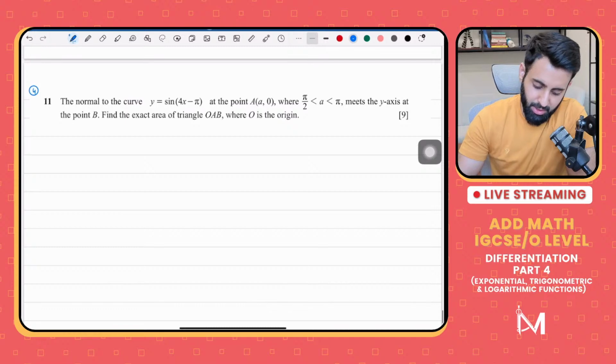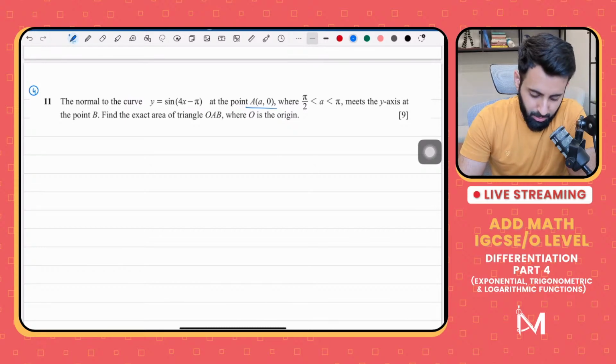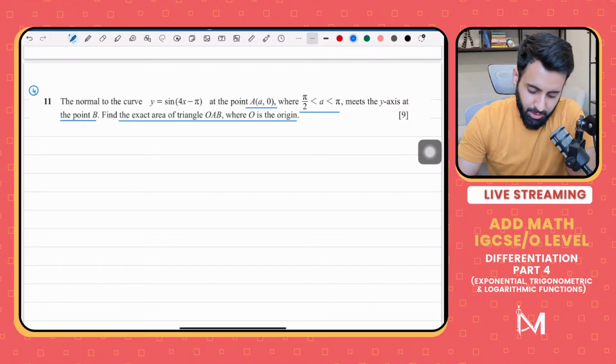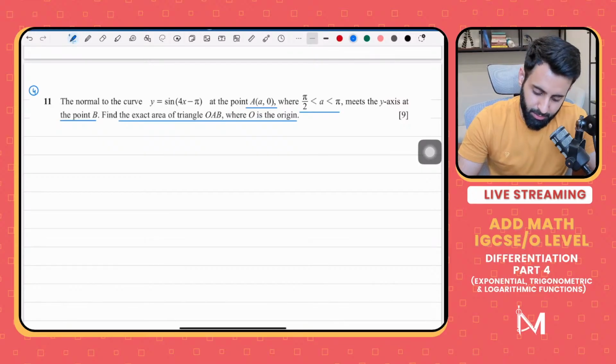Now, the normal to the curve at the point a comma 0, where a is between pi upon 2 and pi, meets the y-axis at the point B. Find the exact area of triangle OAB, where O is the origin. Now, first of all, what you have to do is you have to find out the equation of normal.